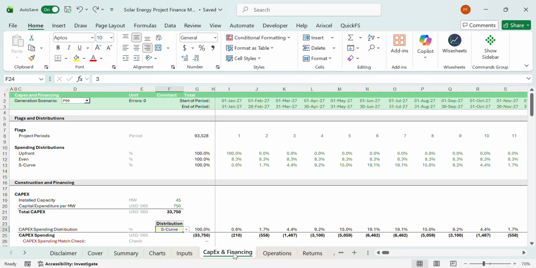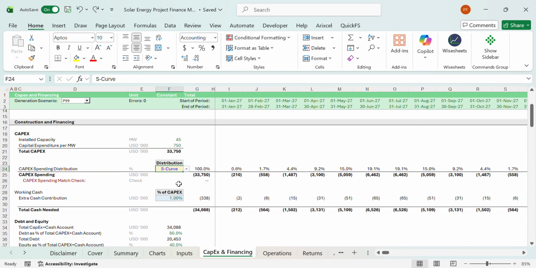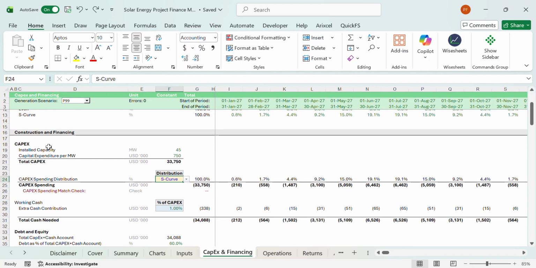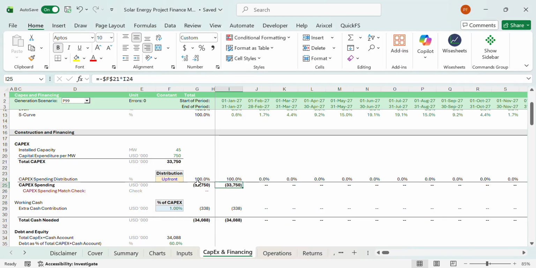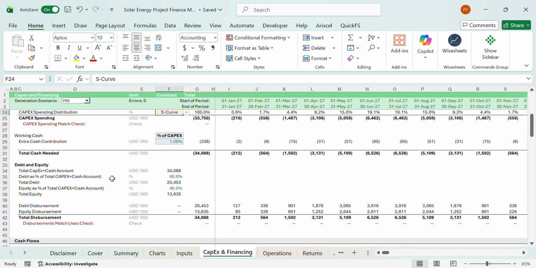Then in the next tab, CapEx and financing, we can see here some inputs regarding CapEx and financing and all the evolution of the CapEx. So we can see construction and financing. You can select three different methods to model the CapEx spending distribution, either upfront, so everything upfront, either even, so evenly spread across months, or S-curve, so starting low, increasing, and then decreasing.